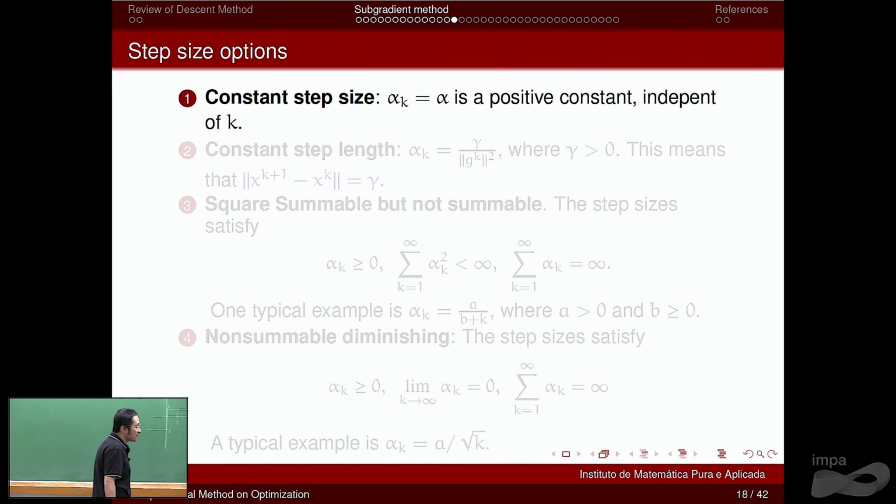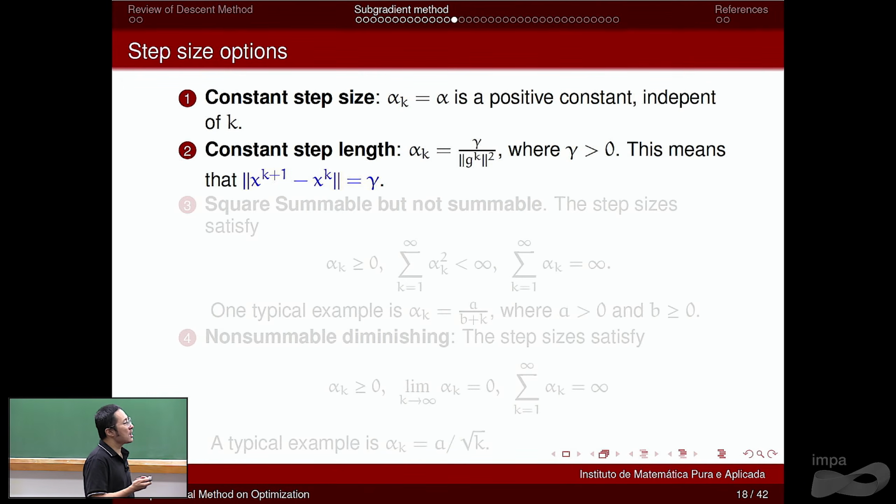Before we go to the proof, let's see some very classical step size options. First is constant step size. It's very easy: you just choose a constant alpha, a positive constant independent of k. It's quite simple. You do not need to do backtracking or check any inequality in the iteration. Another is called constant length step.